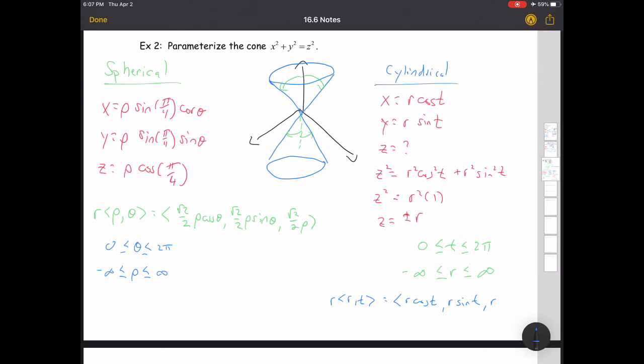We don't have to use the plus or minus because r is going to vary from negative infinity to infinity. All right, let's take a look at this on CalcPlot 3D and show that both of these things actually give us exactly the same cone.